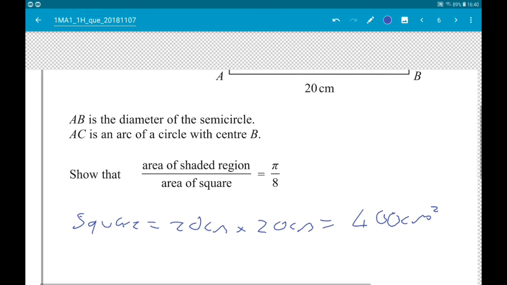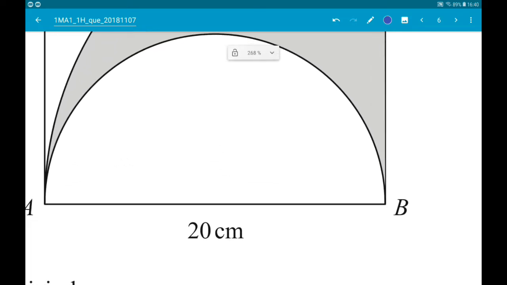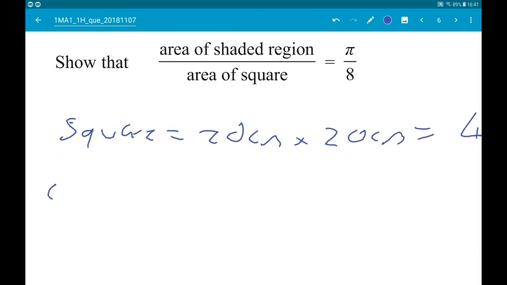Let's now do the semicircle. So this guy is going to have a radius of 10 centimeters. So area of a circle is pi r squared. So the semicircle is going to be pi times 10 squared over 2. So that's 100 pi over 2, so that's 50 pi centimeters squared.